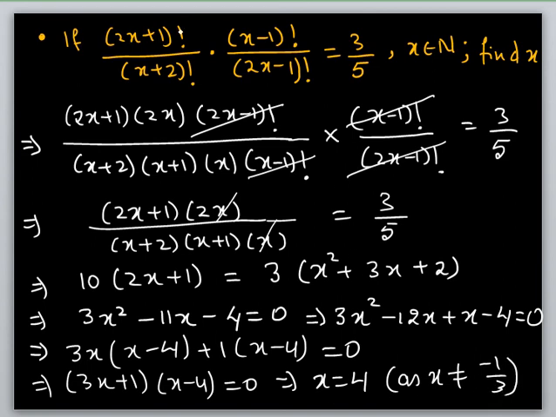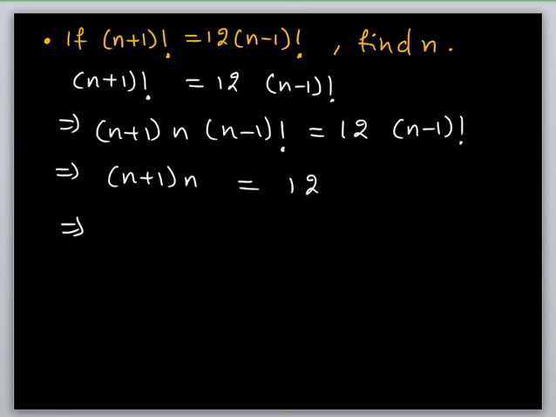It should be 4. So this equation is satisfied if x is equal to 4. Now children, taking another one. See, we are given an equation and using this we have to find the value of n. Again, you look at the terms including factorial. This is n plus 1 factorial. This is n minus 1 factorial.